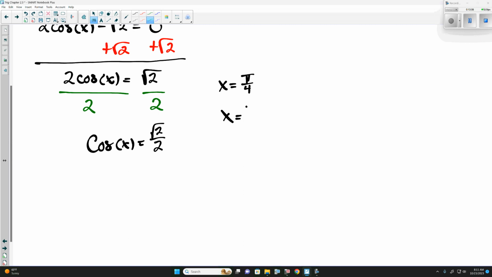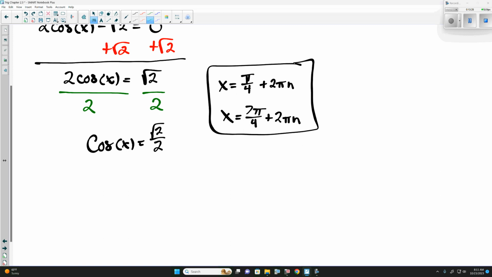And at 7 pi over 4. But again, because we are not restricted on what the values of x or our angle can be, we have to add the 2 pi in to it. Questions on this here?